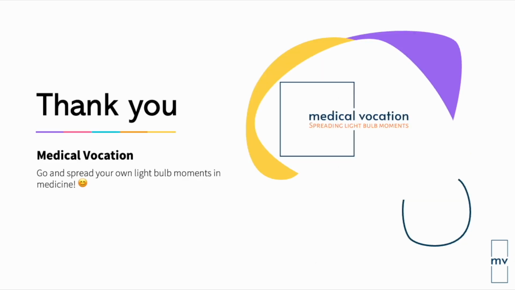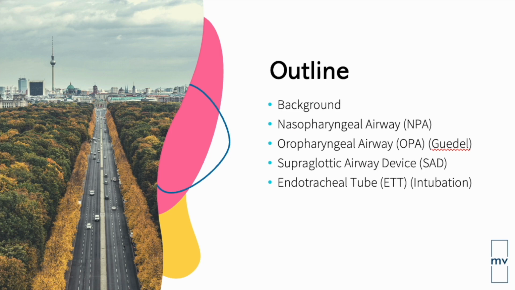Alright, so that's kind of going through the different devices. We can just quickly go through what we've talked about. We gave a little bit of background about airway management. We talked about the nasopharyngeal airway, our oropharyngeal airway, also known as our Guedel, our supraglottic airway device, and then a little bit about the endotracheal tube as well at the end.